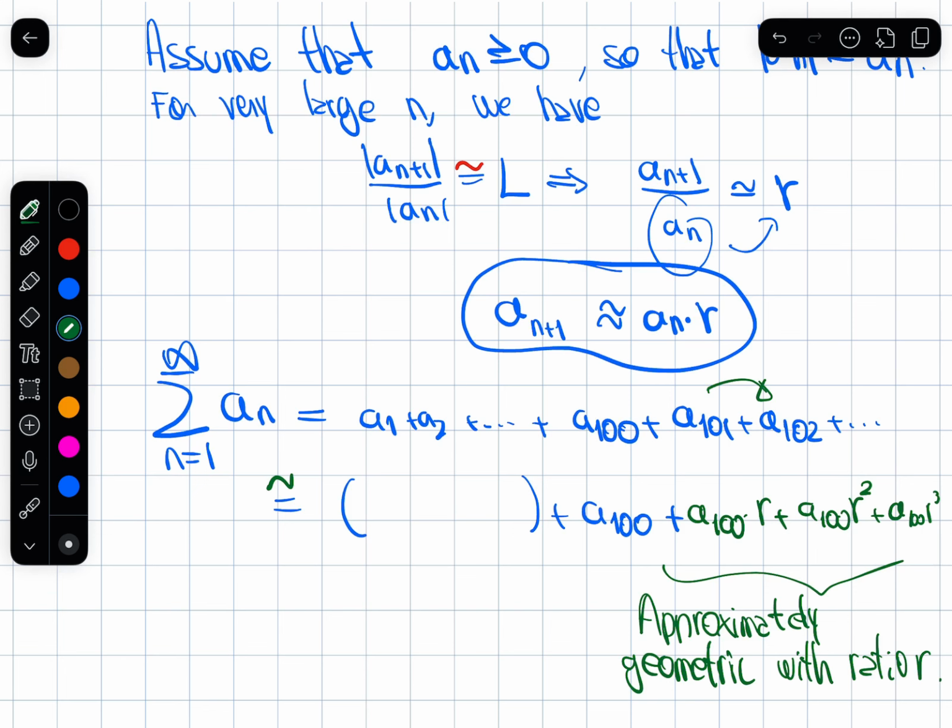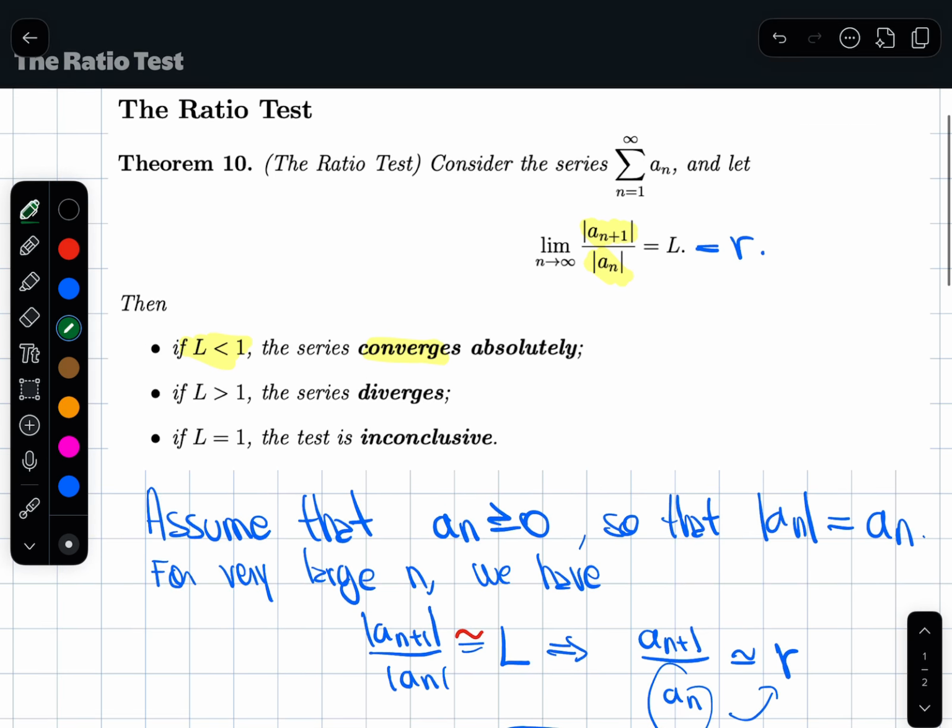So the idea behind the ratio test is that you're comparing your series to a geometric series with that ratio. So if you go back, you can see that L less than 1 is equivalent to comparing your series to a geometric series with ratio less than 1. So you can think of this as a limit comparison test that's built into the series without you having to think about what geometric series to compare it to. And whenever L is greater than 1, you have a comparison with a divergent geometric series, so your series will also diverge.